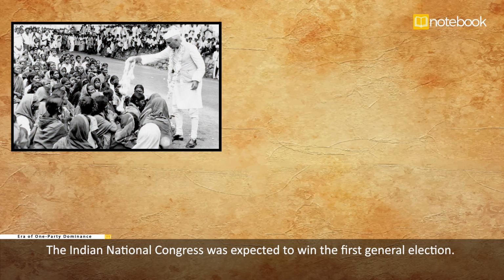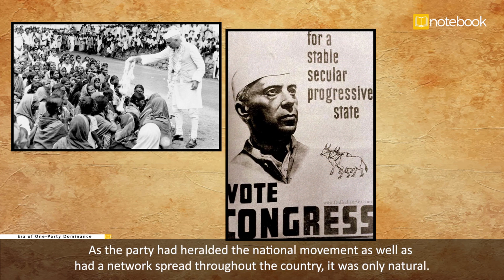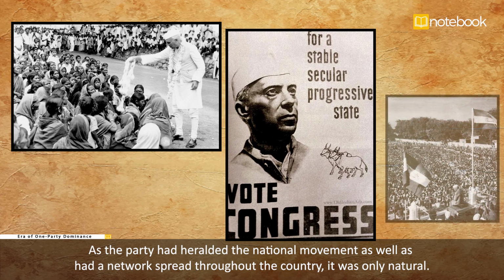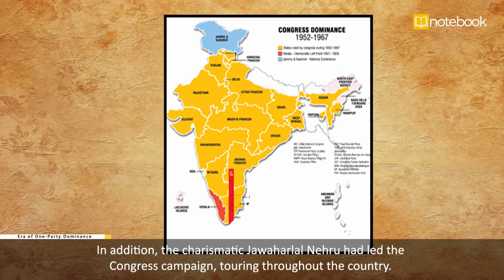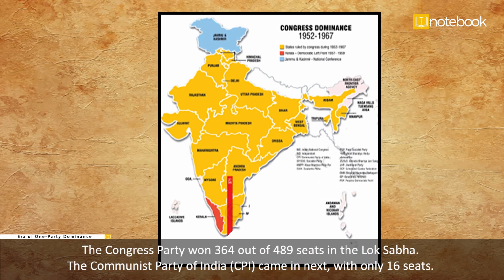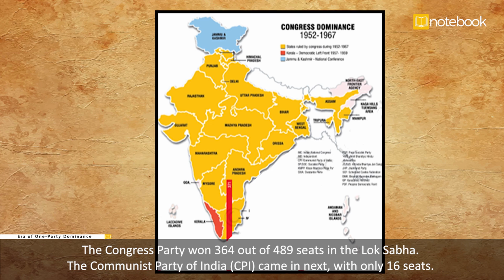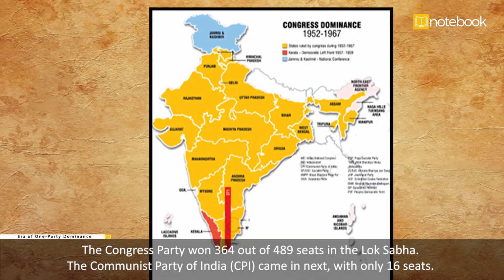The Indian National Congress was expected to win the first general election, as the party had heralded the national movement as well as had a network spread throughout the country. It was only natural. In addition, the charismatic Jawaharlal Nehru had led the Congress campaign. Touring throughout the country, the Congress party won 364 out of 489 seats in the Lok Sabha.